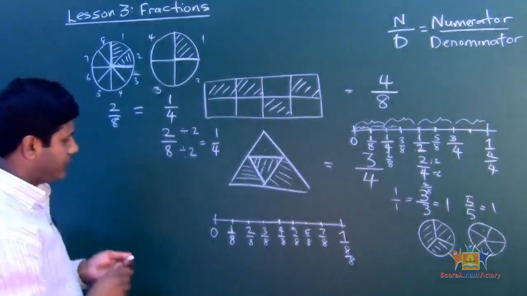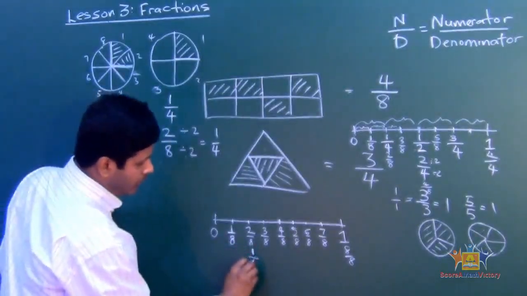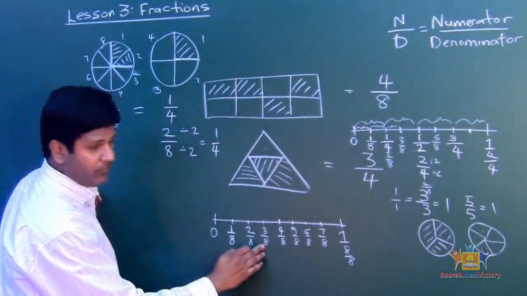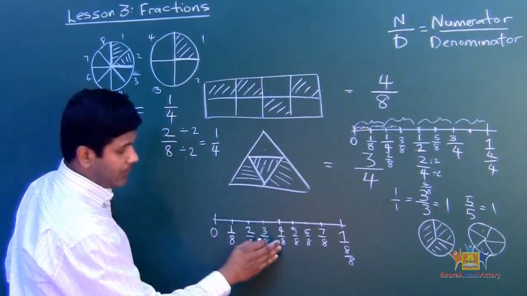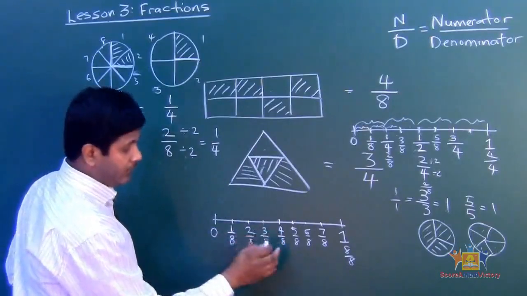So that's what's called reducing, okay? So this is actually 1 over 4. We cannot simplify 3 over 8 because 3 is a prime number, okay? How about 4 and 8? I can divide 4 over 8.